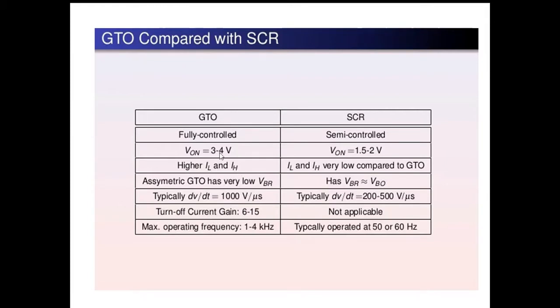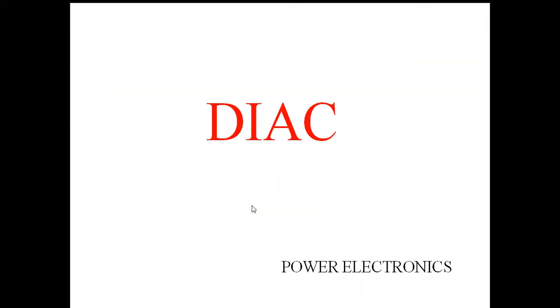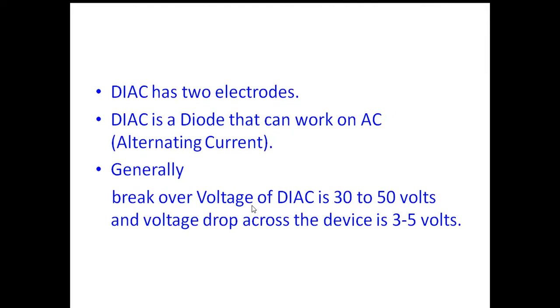And the operating frequency is around 1 to 4 kilohertz. The frequency of operation is very high, and compared to SCR, the dV/dt rating is also very high. So these are a few comparisons between GTO and normal SCR.